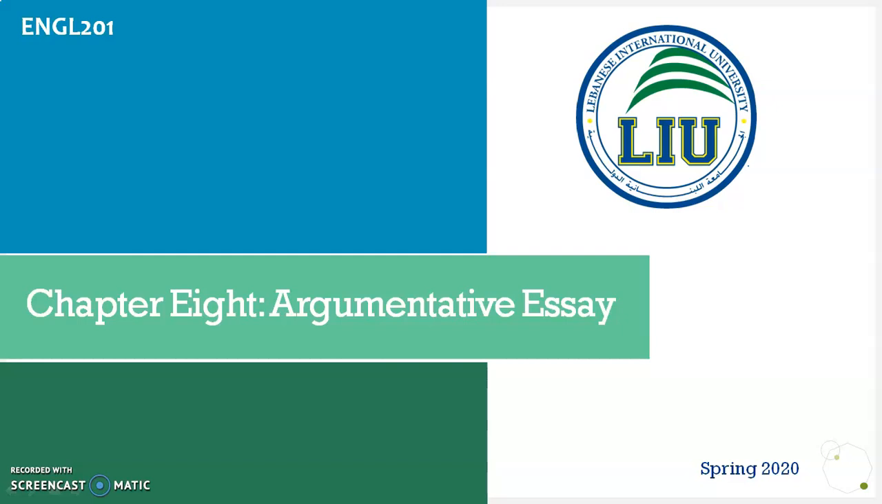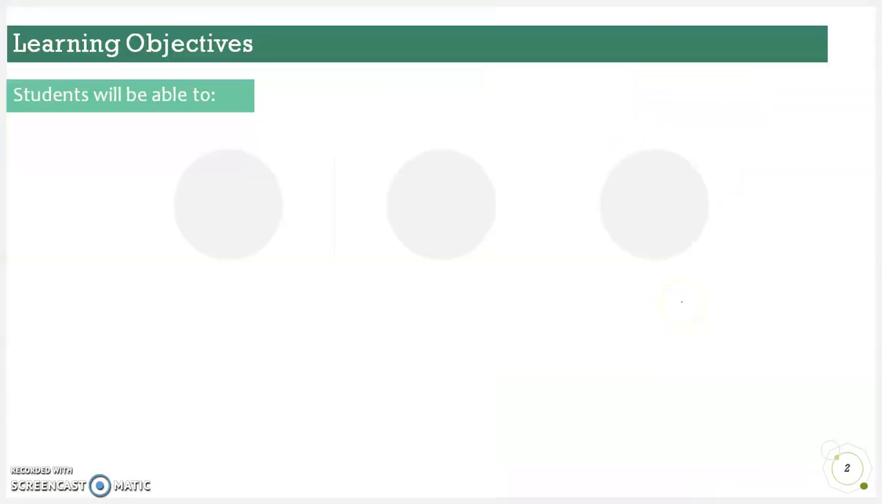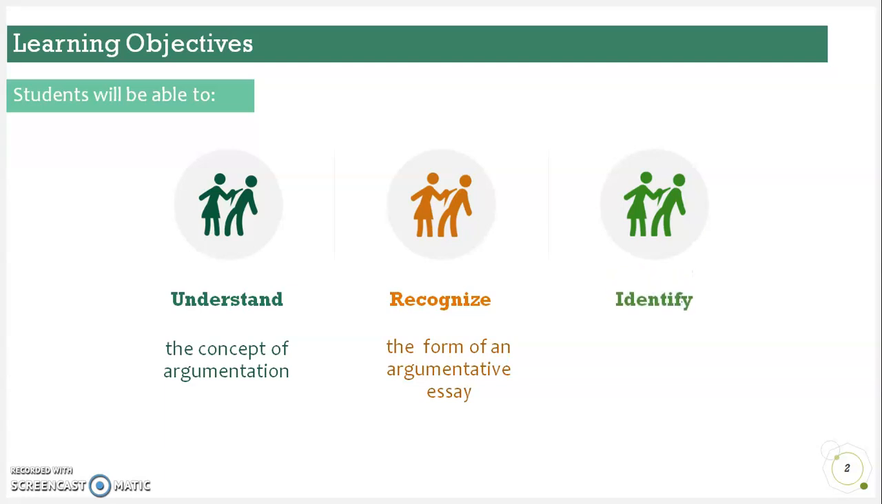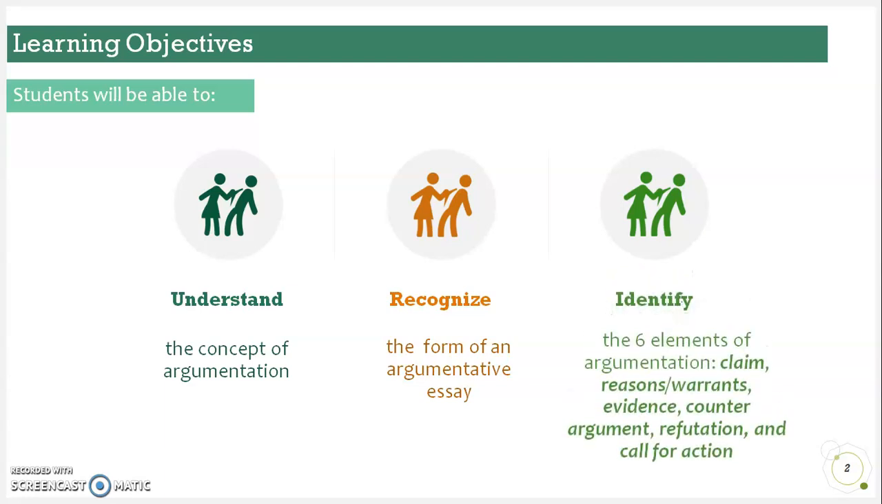In this week's tutorial, we will be covering Chapter 8, Writing an Argumentative Essay. The chapter will be divided into two parts, and this is Part 1. In the following video, you will be able to understand the concept of argumentation, recognize the form or structure of an argumentative essay, and finally identify the 6 elements of argumentation: the claim, reasons or warrants, evidence, counter-argument, refutation, and call for action.